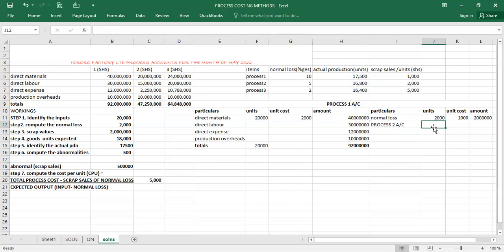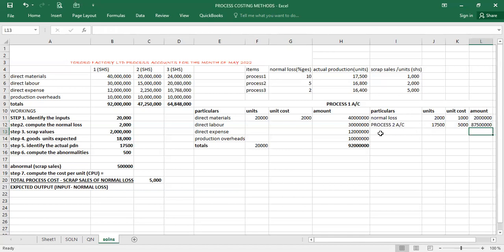And how many units are we taking? We are taking the actual production, which is 17,500. We valued it at how much? It was the unit cost we determined, which is 5,000. When we are done with that, we compute the value. It will be this multiplied by this.